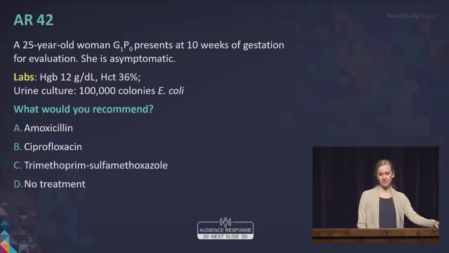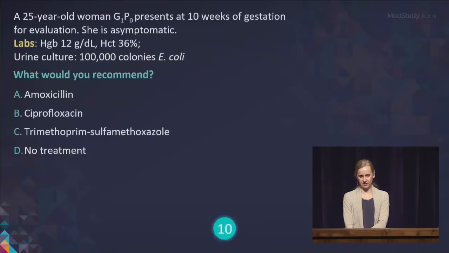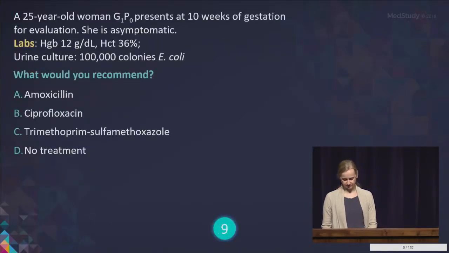25-year-old woman, G1P0, presents at 10 weeks of gestation for evaluation. She's asymptomatic. Her hemoglobin's 12, hematocrit's 36, and her urine culture is 100,000 colonies of E. coli. What are you going to do?